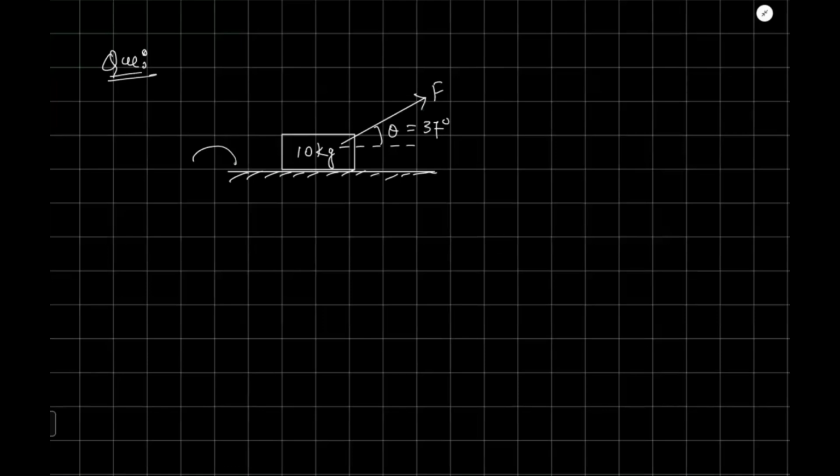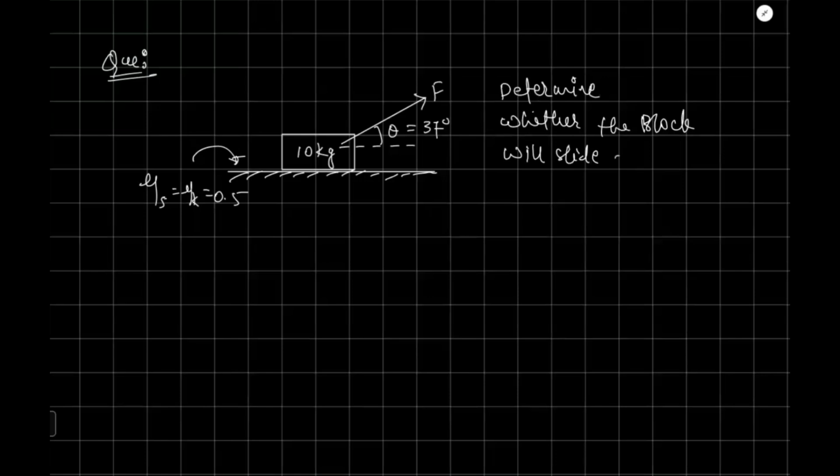So the question is that this is a block. It has a mass of 10 kg, and on this one we are applying a force. The value of the force is F, and this angle is theta, and the value of theta is 37 degrees. It is kept on a rough surface, and the surface has a coefficient of friction mu s equal to mu k equal to 0.5. You have to determine whether the block will slide or lift first.